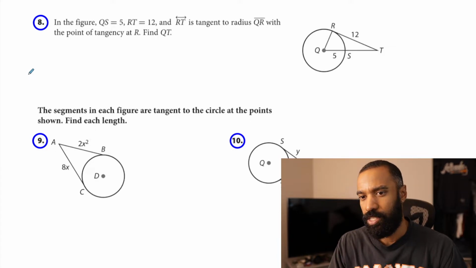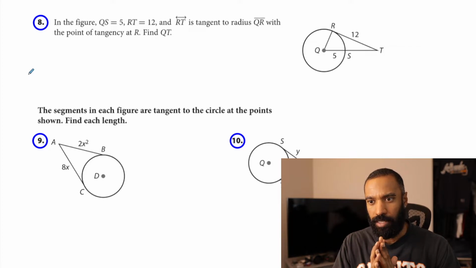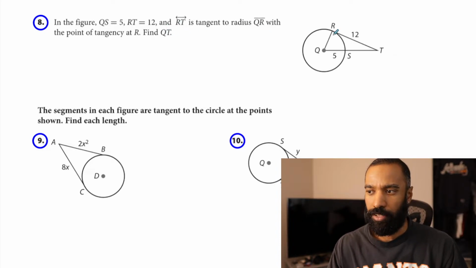Okay, let's get this started on number 8 for the tangent line business. In the figure, QS equals 5, RT equals 12, the length of RT, and RT is also a tangent to the radius QR with the point of tangency at R. Find the length of QT.